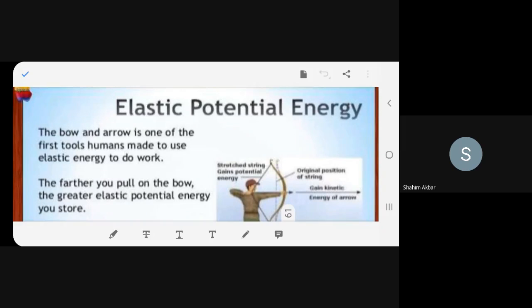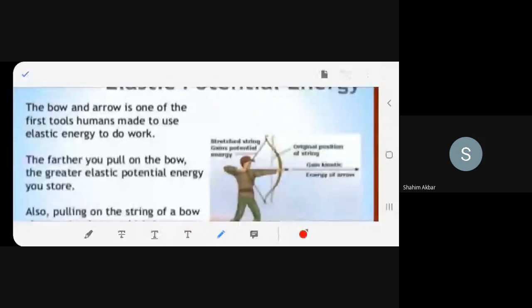Now, this is bow. Yes, this is bow, isn't it? And this is arrow. What do you say? Hello, hello. Can you hear me? Yes, ma'am. This is bow, and this is arrow, right?